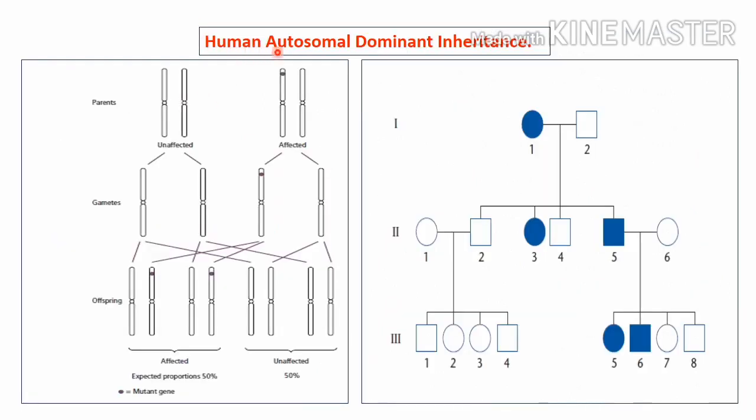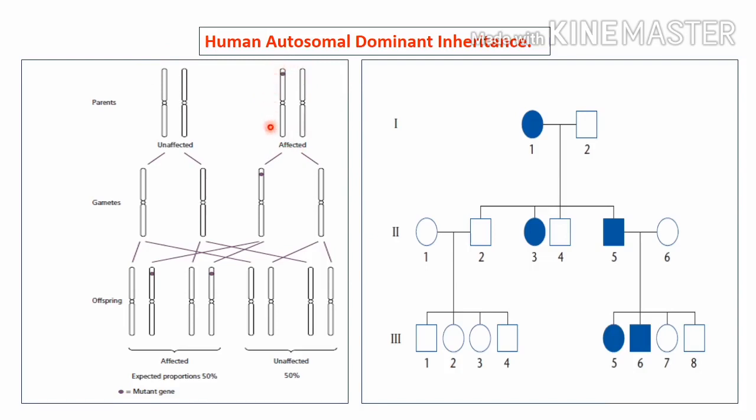So various symbols are used to study the pedigree analysis. This figure shows the human autosomal dominant inheritance, and as the term indicates, it means that only one chromosome must have a mutated gene, and when that mutated allele shows its phenotypic effect, then that is called a dominant inheritance. As we can see, this is a normal parent, but the other parent is affected as written here.